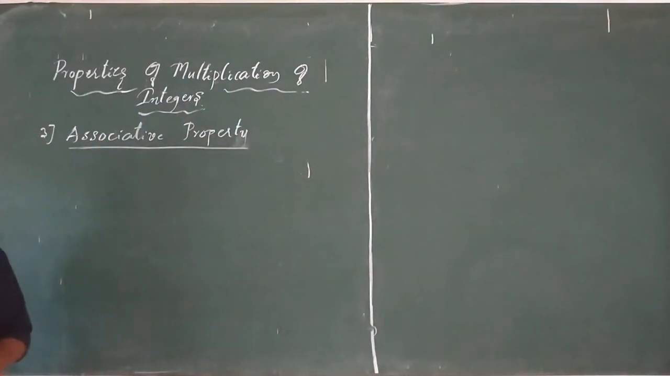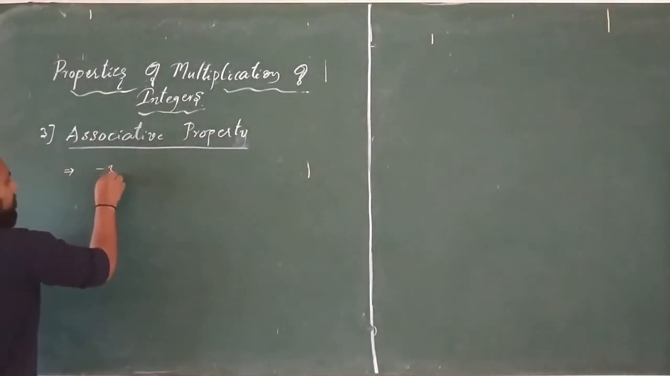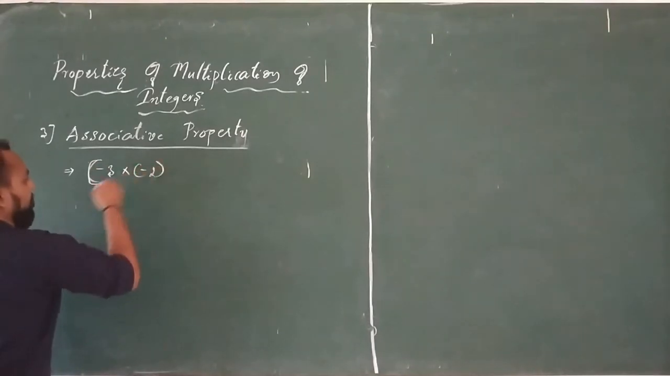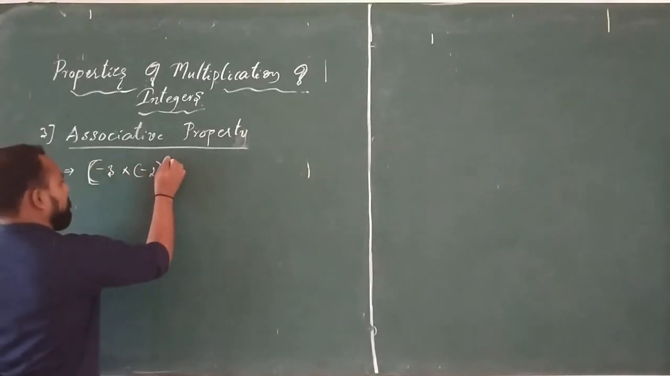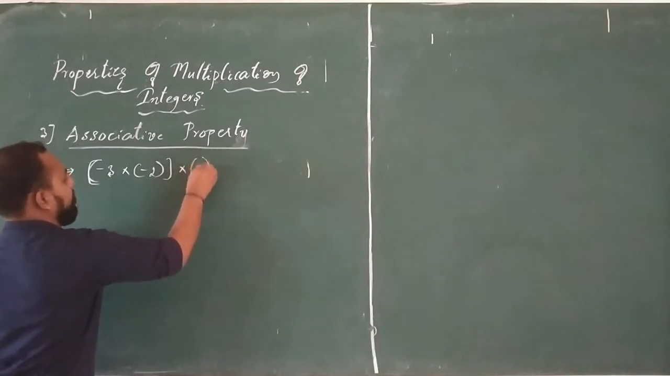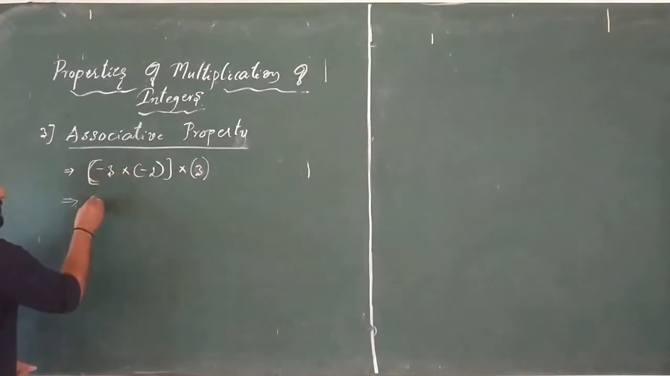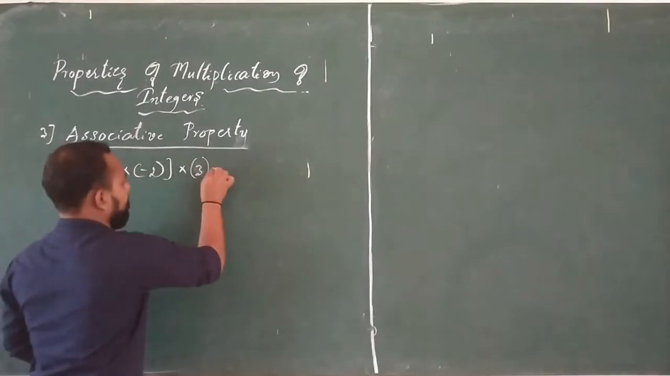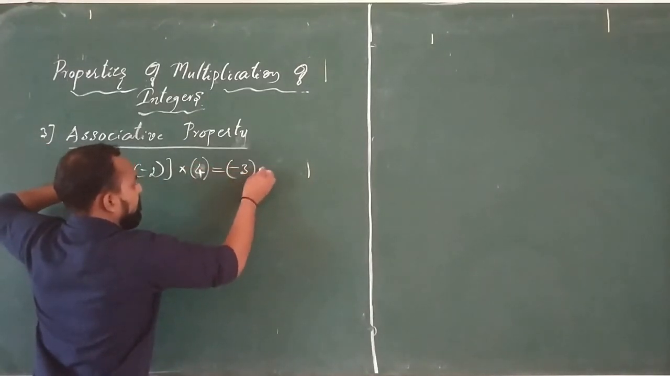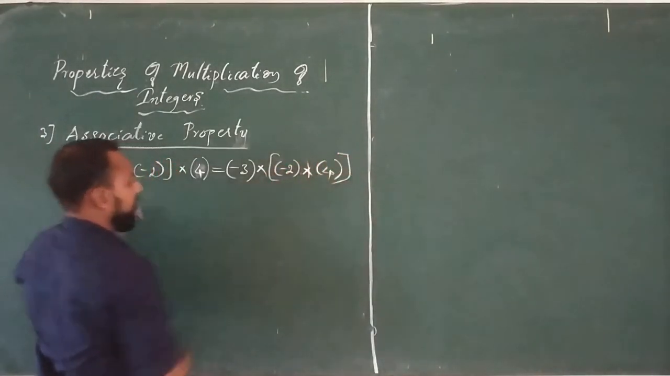Here the third property is the associative property. Take an example: minus 3 into minus 2 into 4. Here we multiply minus 3 into minus 2 first, then into 4. Then minus 3 into, in brackets, minus 2 into 4.